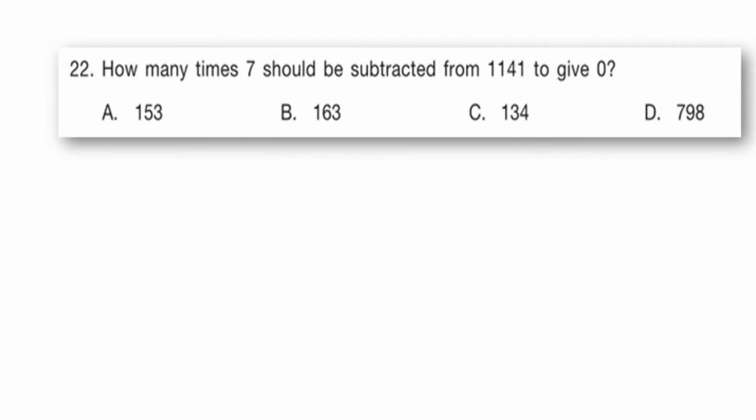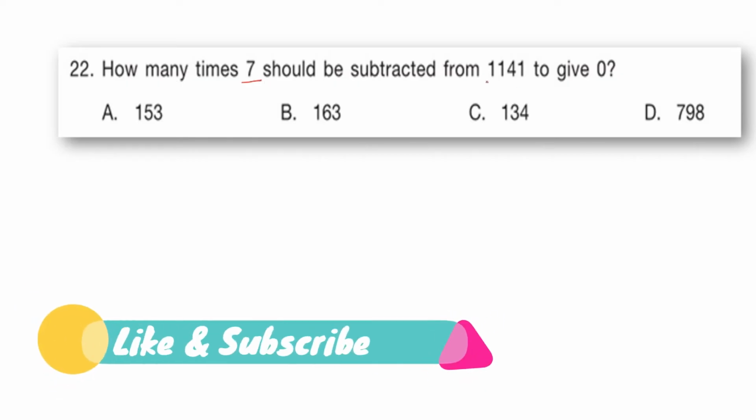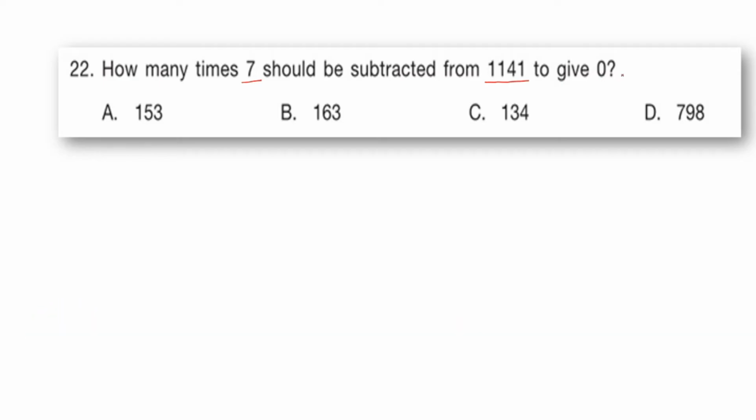Next question. How many times 7 should be subtracted from 1141 to give 0? Read the question carefully and choose your answer. Is it option A 153, option B 163, option C 134 or option D 798? Your time starts now.